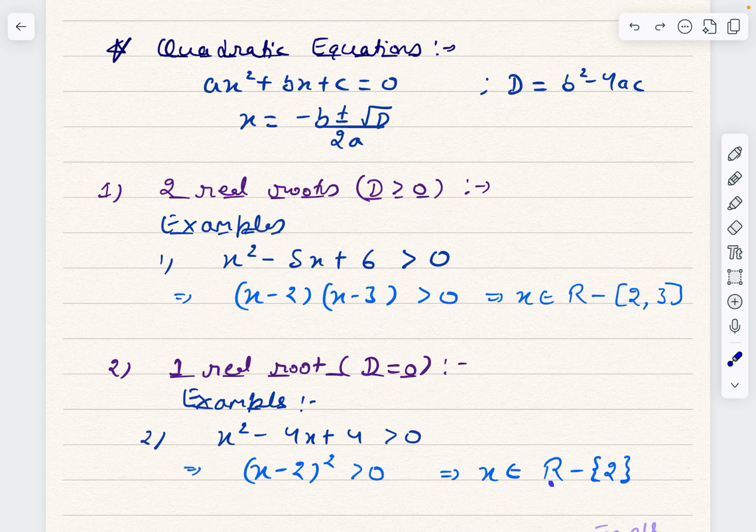And we say R minus {2}. And how do we write that? We discussed it: we use the minus sign to exclude. And we add a single element inside curly braces, which we refer to as a set.